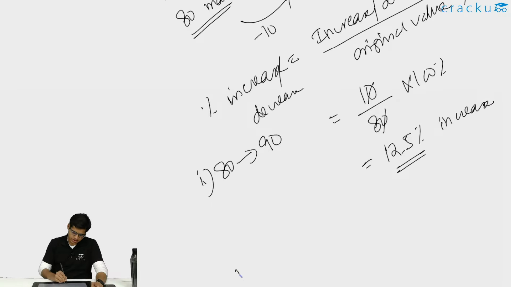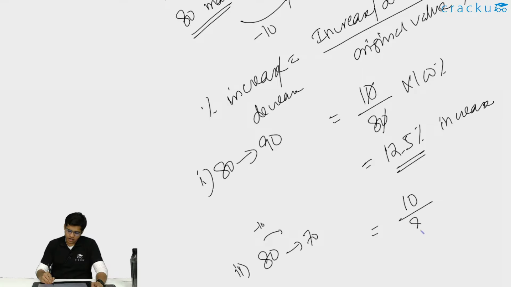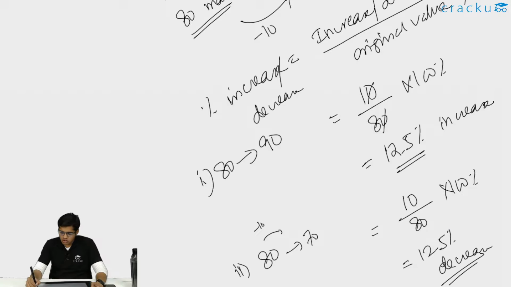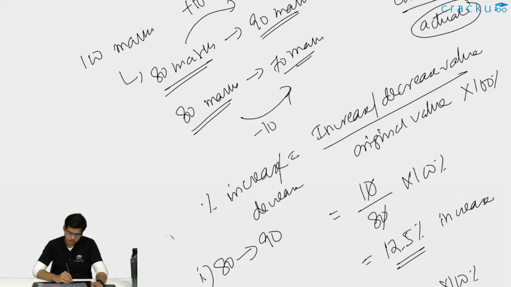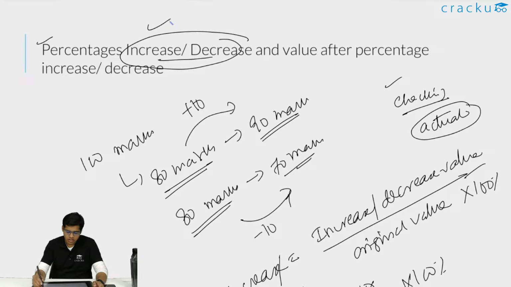In the second case, what is happening? Marks was 80, but it became 70. So here it is a case of decrease, by minus 10. So what will be the percentage decrease? Decrease value 10 divided by original value 80 into 100%, which is again 12.5%, but this time it is a decrease. So the basic idea of percentage increase and decrease is increase or decrease in value divided by the original value. That is the basic funda of percentage increase or decrease.